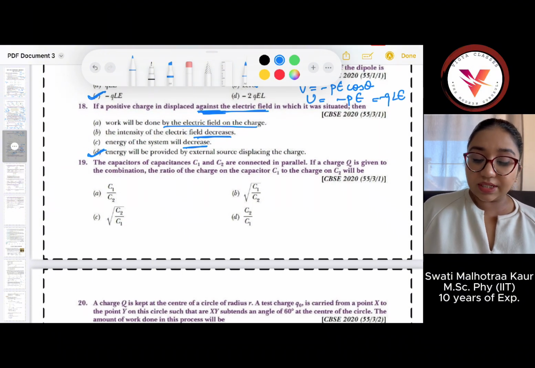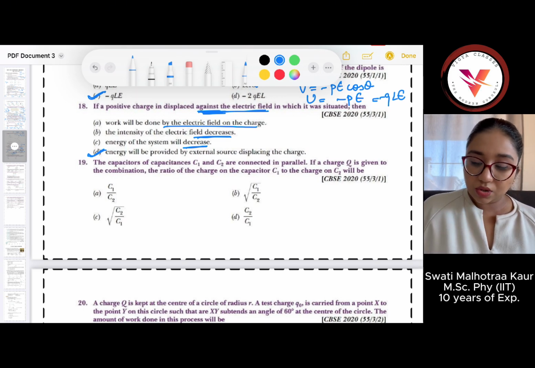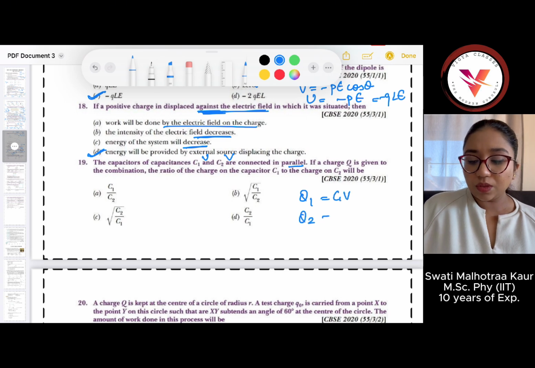Capacitors of capacitance C1 and C2 are connected in parallel. If a charge Q is given to the combination, find the ratio of the charge on capacitor C1 to the charge on C2. Okay. So if they are connected in parallel, they have the same potential. So Q1 should be equal to C1V, and Q2 is equal to C2V. Right? So the ratio is C1 by C2.